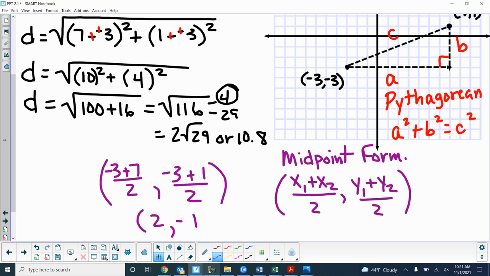So let's see if that's halfway. There's 2, -1. Is that purple point halfway between those two? Yeah. Okay? So you're going to have some of those problems today. Just plug into the 2 formulas and find those 2 answers, distance and midpoint, whatever they're asking you to find. Any questions so far?